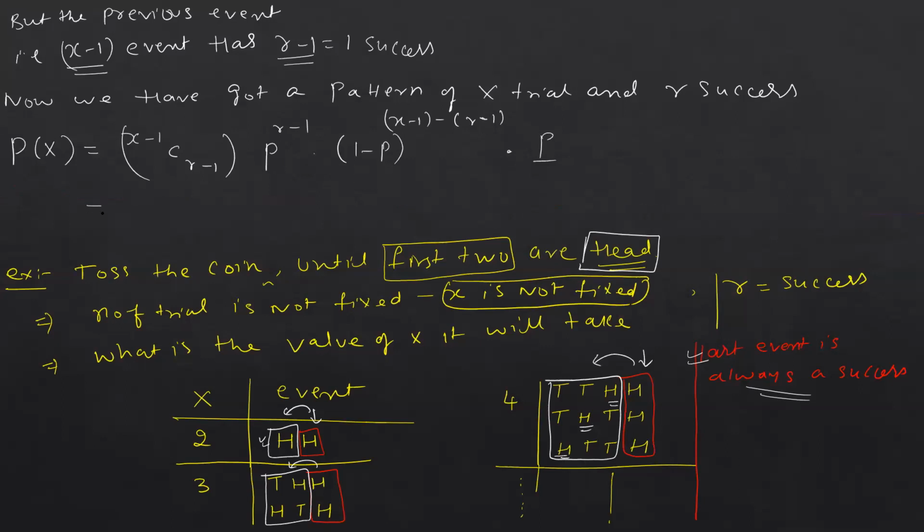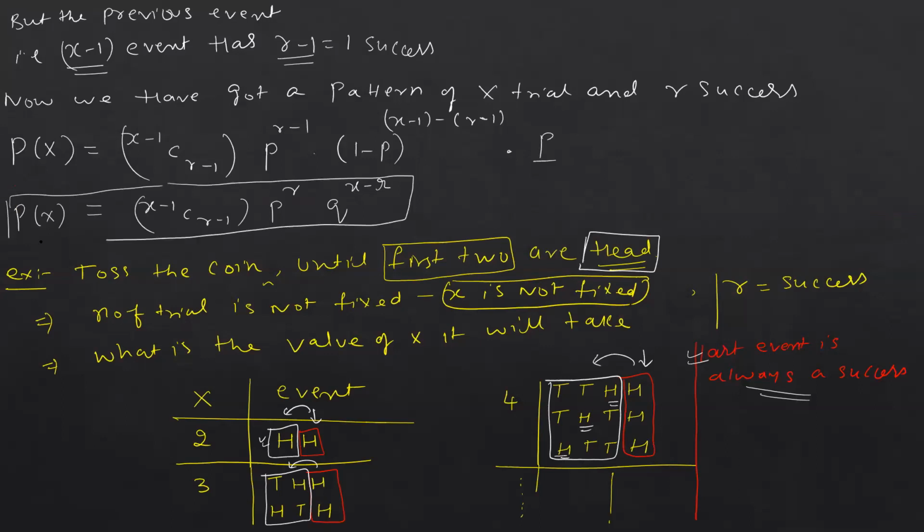Now when you put this all together, P into P to the power R minus 1 gets combined. So this will become X minus 1 C R minus 1, P to the power of R, and Q to the power X minus R. This is the P of X defined for the negative binomial distribution, where X can take the values R, R plus 1, R plus 2, and so on.